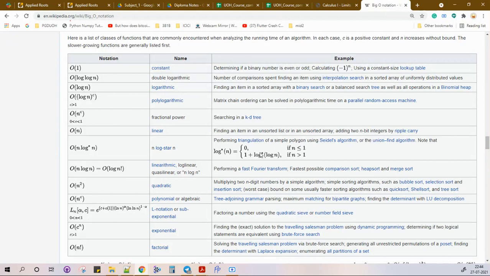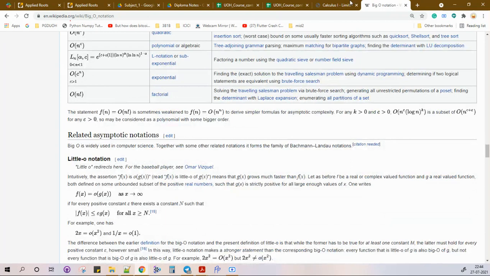Oh, it is defined like this. Log star n is defined like this. Cool.